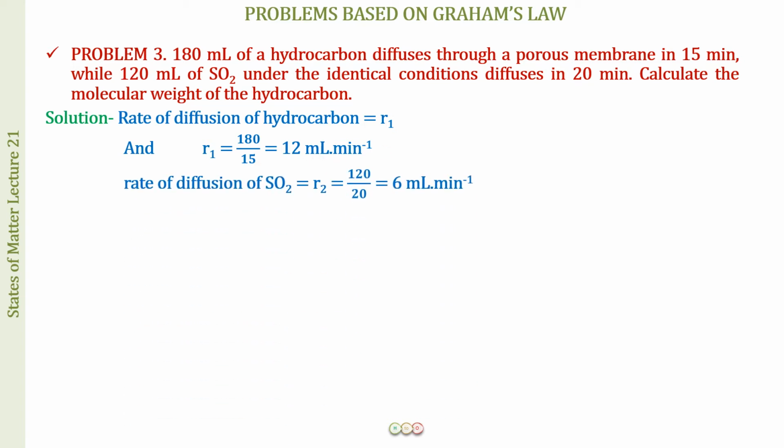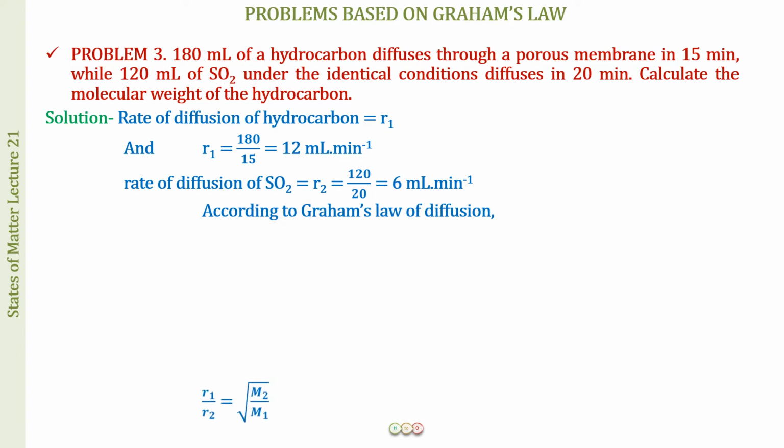Similarly, the rate of diffusion of sulfur dioxide, if we call that R2, R2 is going to be equal to 120 divided by 20, that will be 6 ml per minute. So now we have got the rate of diffusion of the two gases. Okay, one is 12 ml per minute, the other is 6 ml per minute.